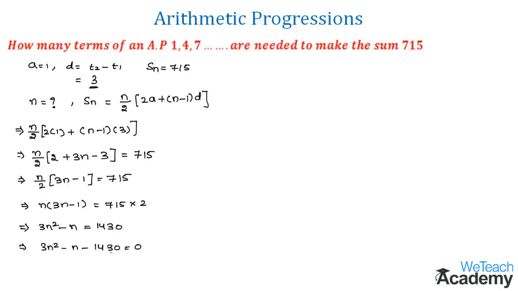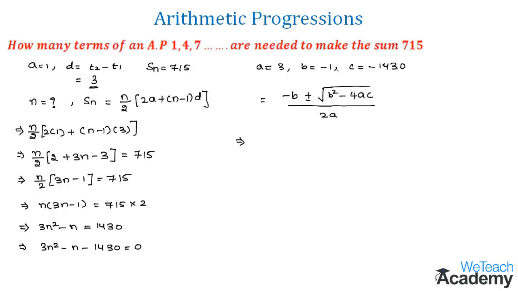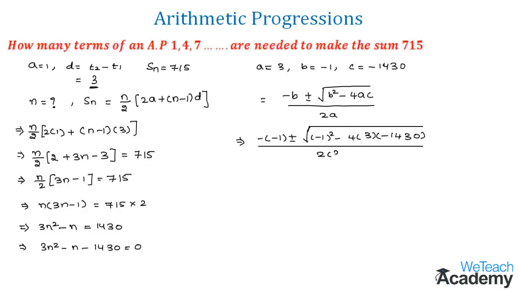So this is a quadratic equation in n, and we get here the values of a as 3, b as minus 1 and c as minus 1430. So in order to find the roots of any quadratic equation, we have the formula minus b plus or minus root of b square minus 4ac divided by 2a. Now by using this formula, let us find the values of n. Here we have b value as minus 1. So we get this as minus into minus 1 plus or minus root of minus 1 whole square minus 4 into 3 into minus 1430 divided by 2 into 3.